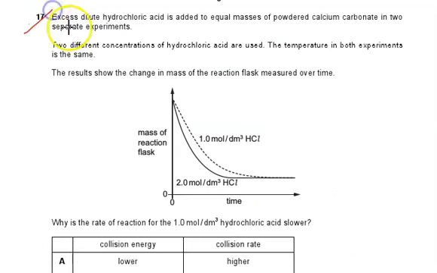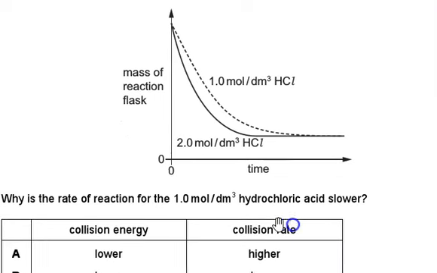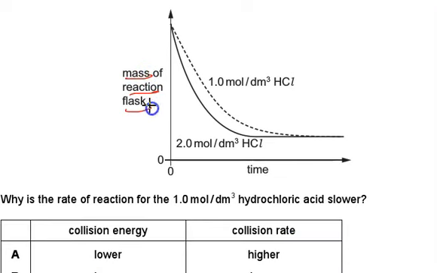Okay, number 17. Excess dilute hydrochloric acid is added to equal mass of powdered calcium carbonate in 2 separate experiments. Okay, 2 different concentrations of acid are used. The temperature in both experiments is the same. The results show the change in mass of the reaction flask measured over time. So this is the results. Let me make it slightly bigger. Okay. So here is the mass of the reaction flask. And remember the acid is in excess. Okay. Acid is in excess.